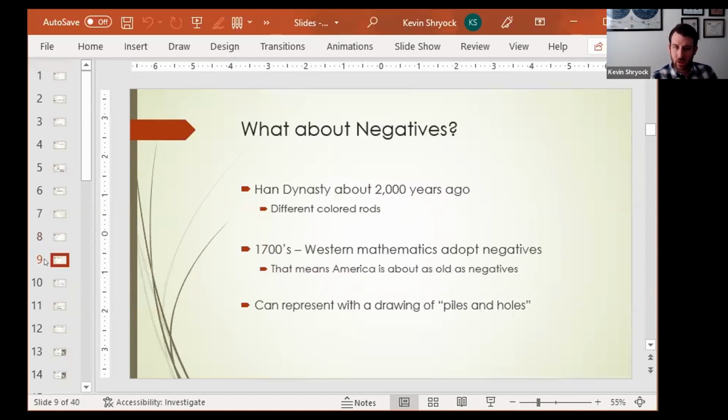What about negatives? First examples of the negatives come about 2,000 years ago, mostly out of China, where they were using different colored rods to represent debt versus the money that was collected. So you'd be able to cancel debt after there had been a payment, and you could use the different rods to keep track of this idea. In the 1700s, that was about the time that Western math came up with negatives and accepted them.